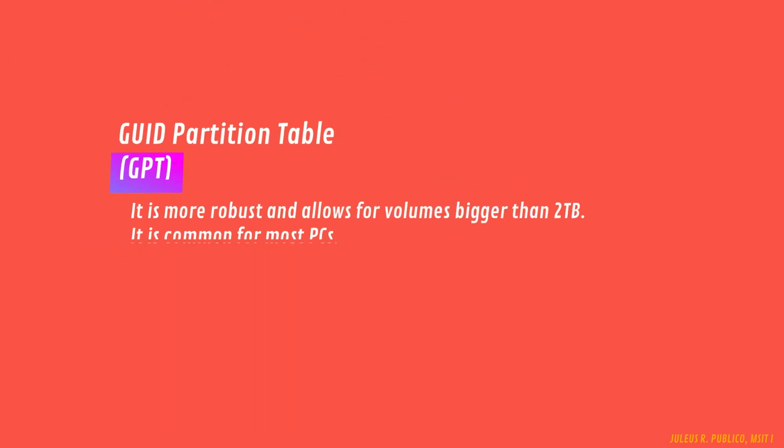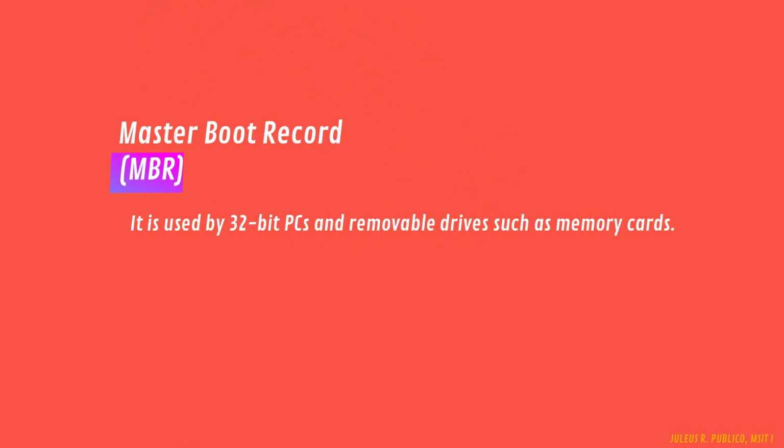For most PCs, use the GUID Partition Table, or GPT, disk type for hard drives and SSDs. GPT is more robust and allows volumes bigger than 2 TB. The older Master Boot Record, or MBR, disk type is used by 32-bit PCs, older PCs, and removable drives such as memory cards.